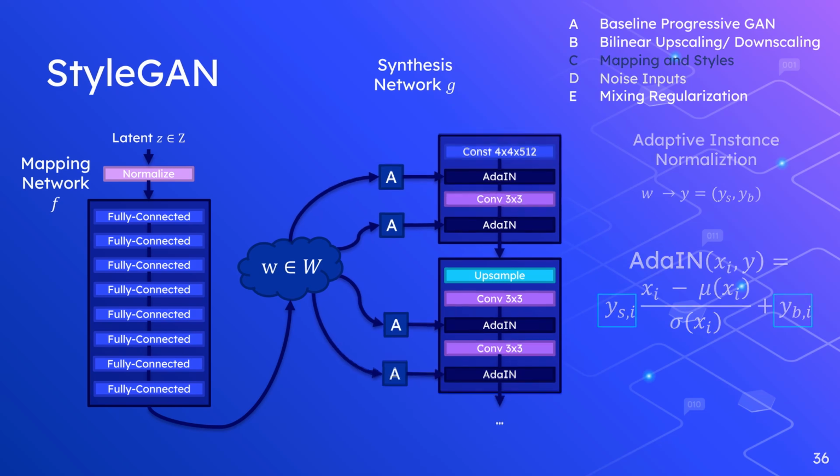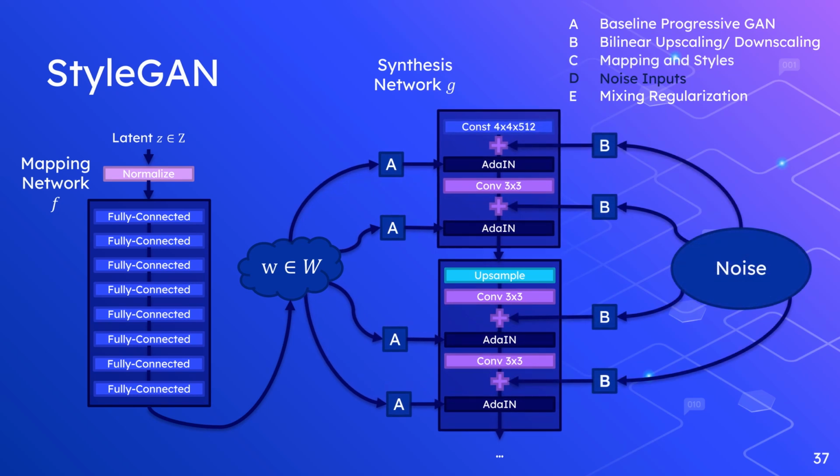Random noise is also added into the network. This random noise corresponds with small details in the final product, like strains of hair and freckle patterns.